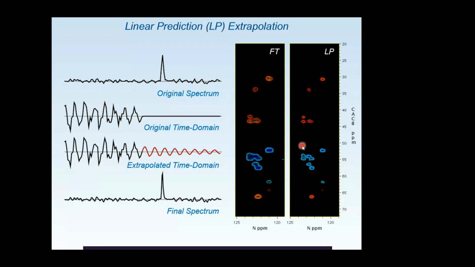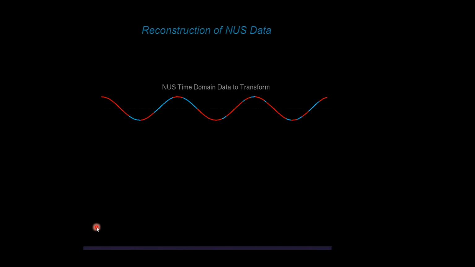So this is useful, but there are aspects of it that aren't ideal. For one thing, it has to be applied on one-dimensional data. It can't be applied in a true three- or four-dimensional way. So what alternatives do we have? Well, we said that one of the alternatives to improving resolution is to employ non-uniform sampling. So let's turn our attention to that now and describe how we can take non-uniformly sampled data and convert it into a spectrum. So we have our non-uniformly sampled data.